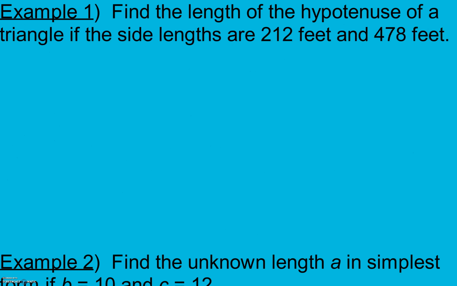In example 1, we're going to find the length of the hypotenuse of a triangle if the side lengths are 212 feet and 478 feet. So to find the length of a hypotenuse, we're going to use the Pythagorean theorem. A squared plus B squared equals C squared. Again, our side lengths are A and B, and it doesn't matter which one we plug in where as far as our sides go, but what does matter is our hypotenuse always has to be C.